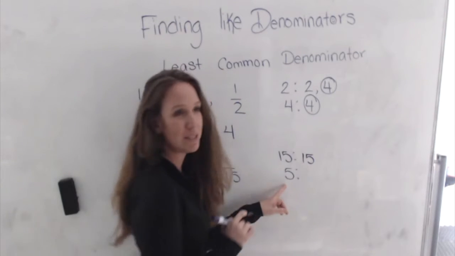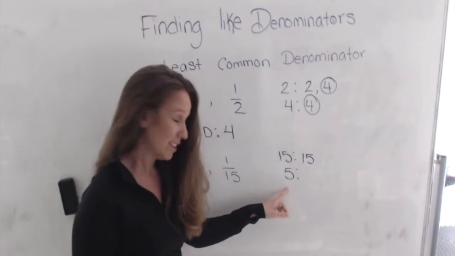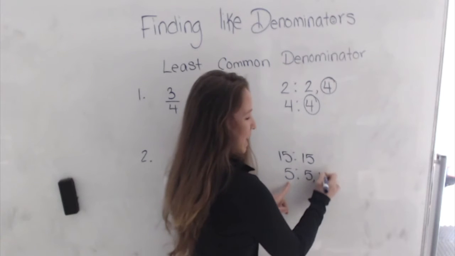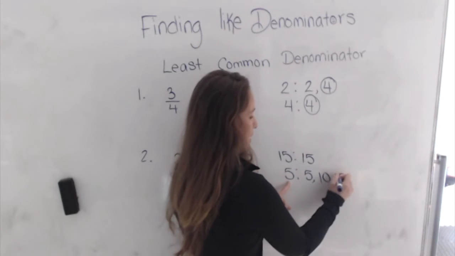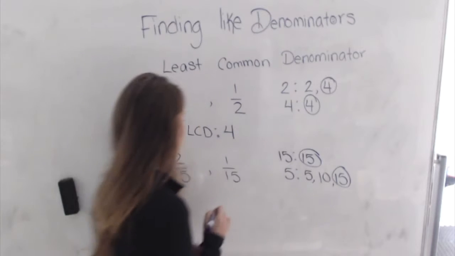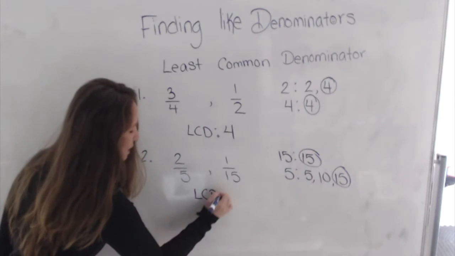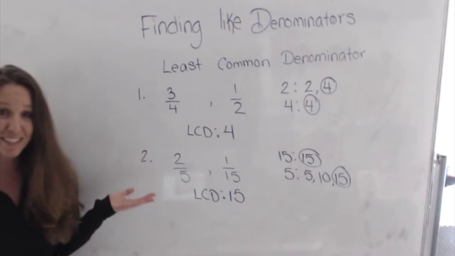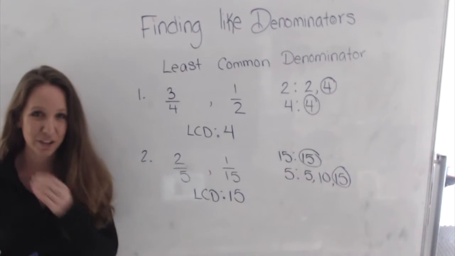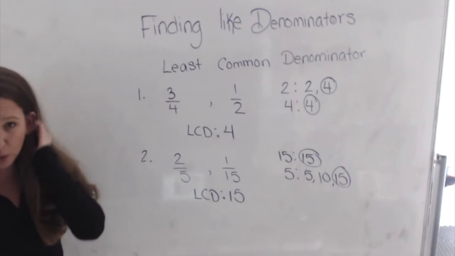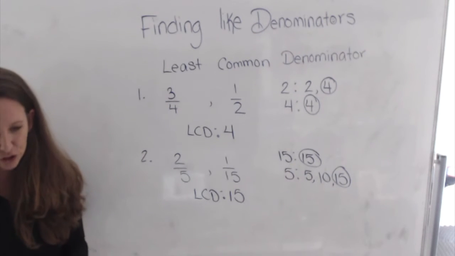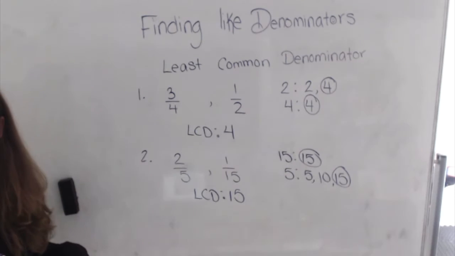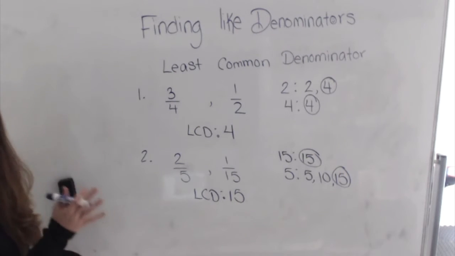Does 5 go into 15 evenly? Yeah, it does. So let's do 5 times 1 is 5, 5 times 2 is 10, and 5 times 3 is 15. So my least common denominator is 15. That's it. That's all we're doing today, okay? So we're going to go through the rest of our worksheet now. I want you to start on your own. Let's have you each do problem number 3 while I'm erasing the board.